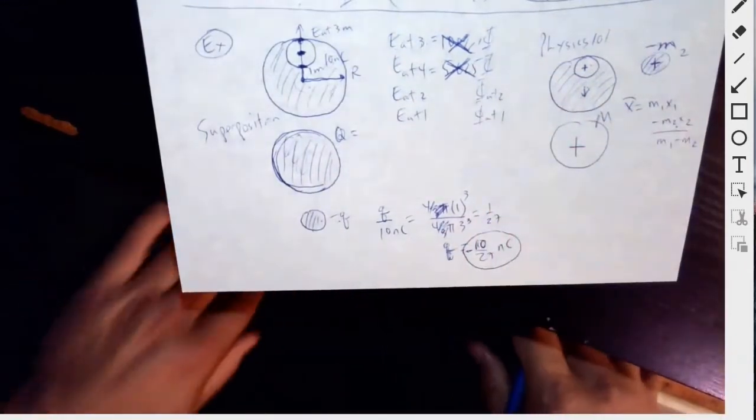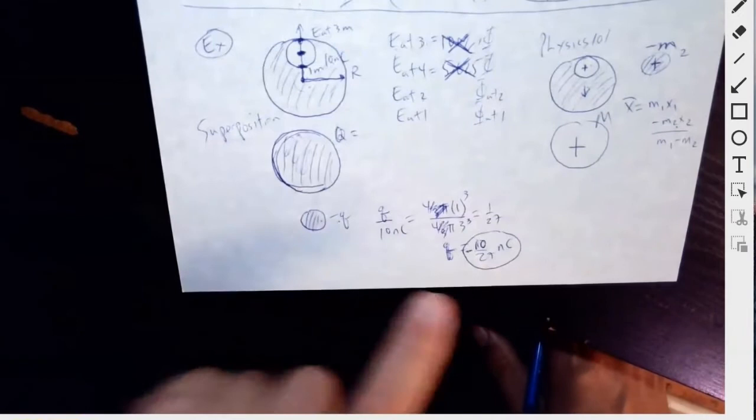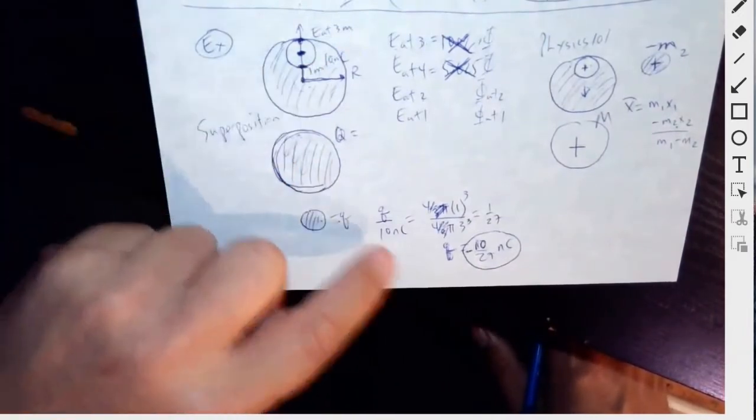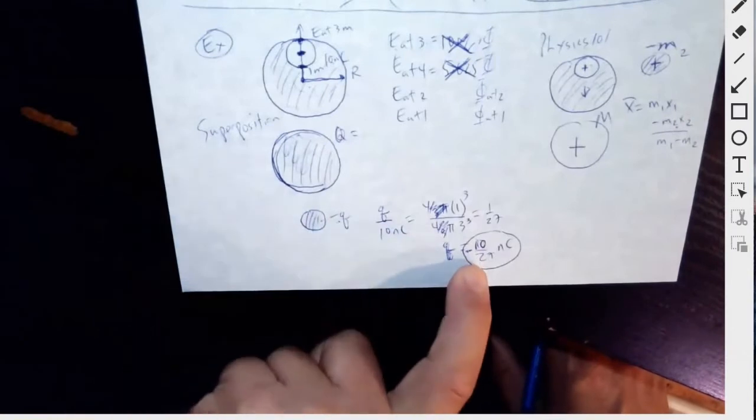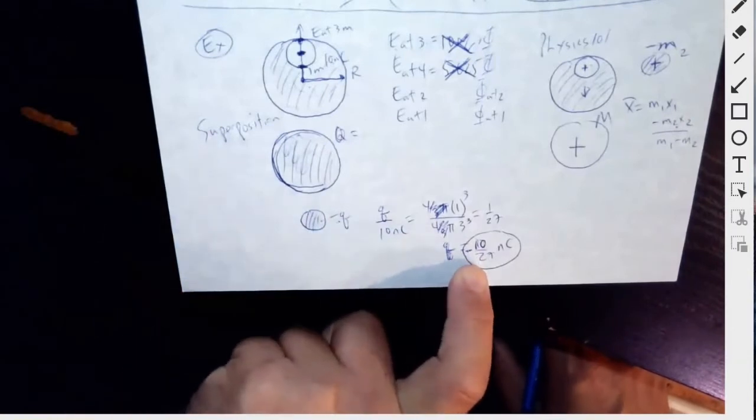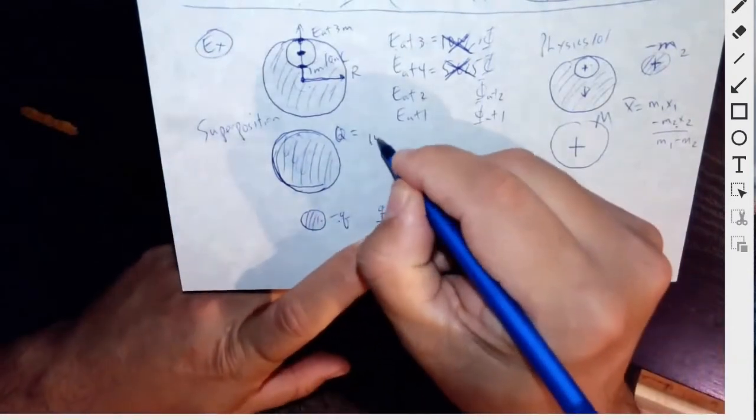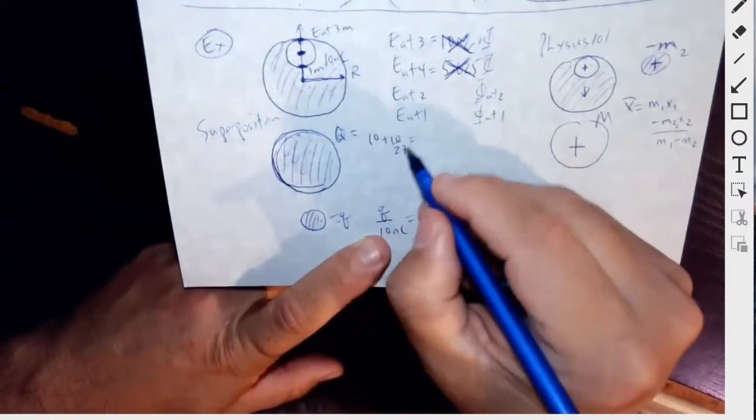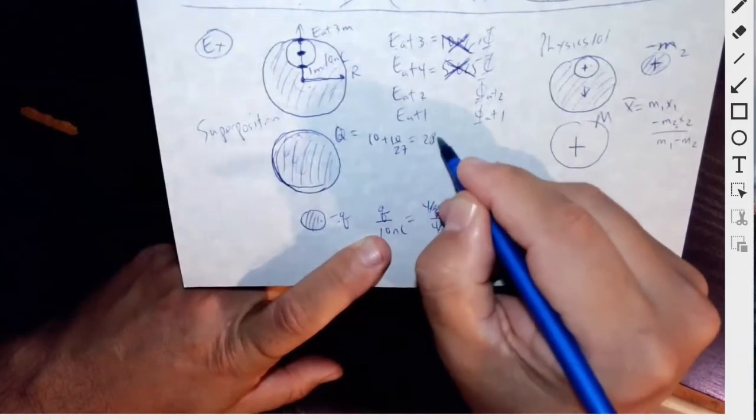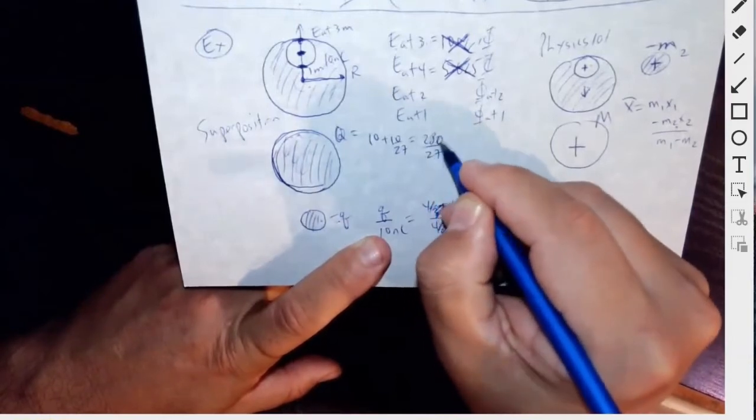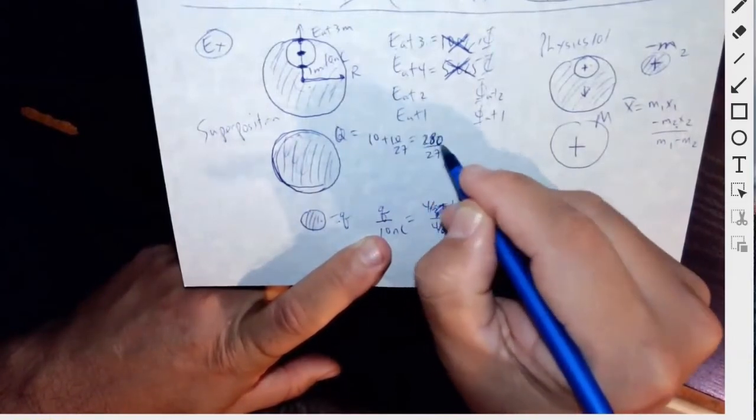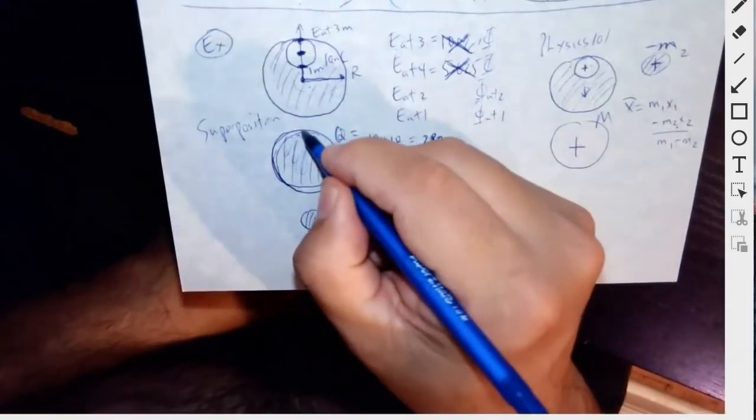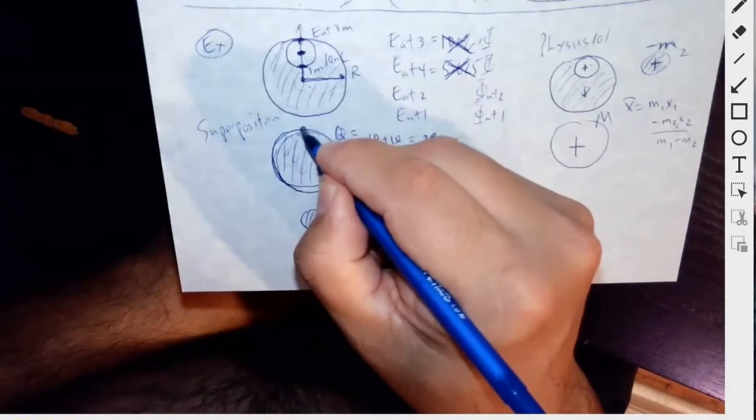So I believe the charge of this will just be the sum of 10 and 10 over 27. So then you just have 10 plus 10 27ths. That gives you 280 over 27 nanocoulombs.